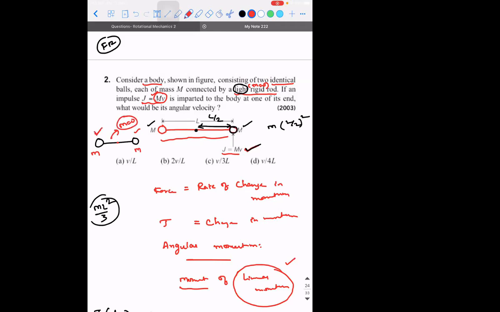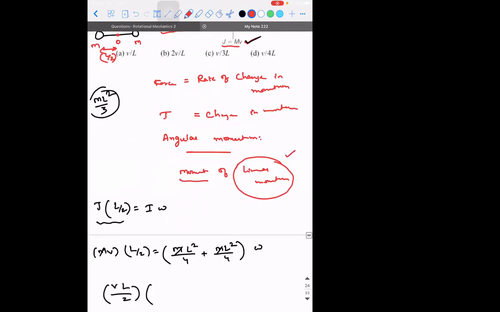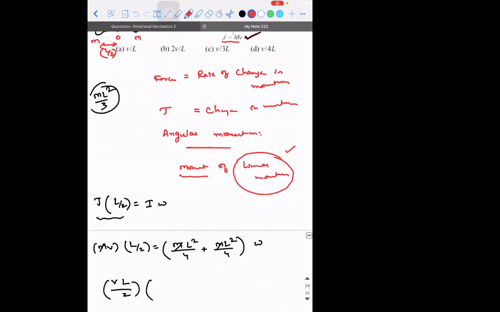So what is the moment of inertia of the first particle about this axis O? M into L by 2 the whole square. Right? That's why I wrote mL square. Got it? Yes, sir. Yeah, got it.